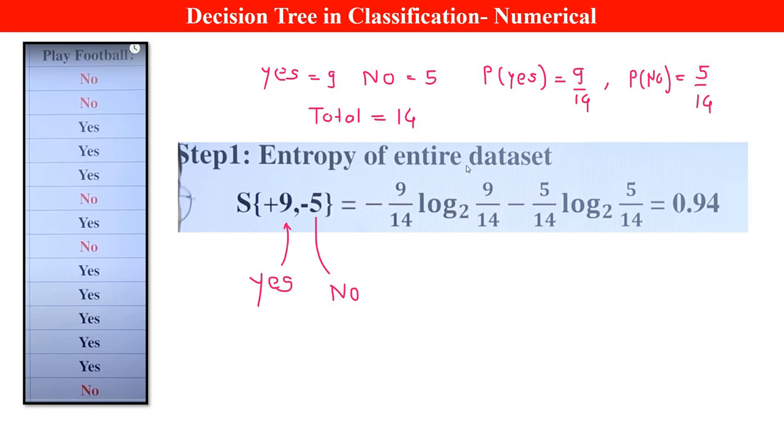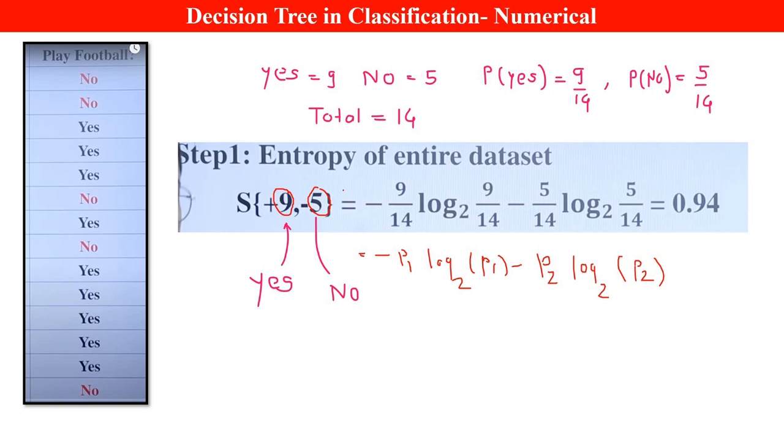We have to calculate the entropy for the target data set, that is the entire data set. So here the formula for calculation of the entropy is minus P1 log to the base 2 P1 minus P2 log to the base 2 P2. Okay, so in this solution, the plus sign is used for the yes, and the minus sign is used for the no. You just concentrate on this number only. Okay, 9 and 5. So yes is coming 9 times, and no is coming 5 times.